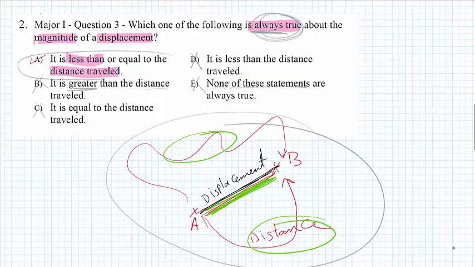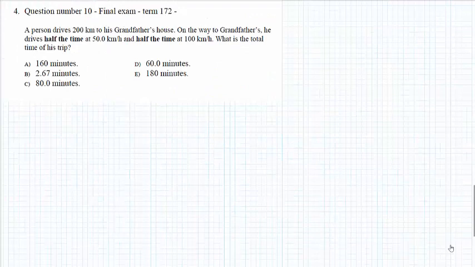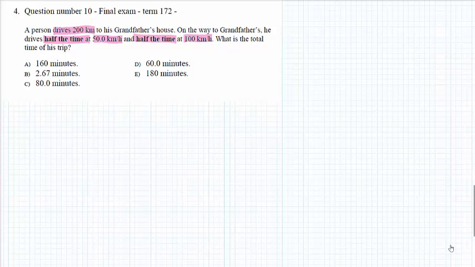So the right one will be the first one, that the displacement is sometimes less than or sometimes equal to the distance traveled. In this question, a person drives 200 kilometers to his grandfather's house. On the way to the grandfather's, he drives half the time at 50 kilometers per hour and the other half of the time at 100 kilometers per hour.